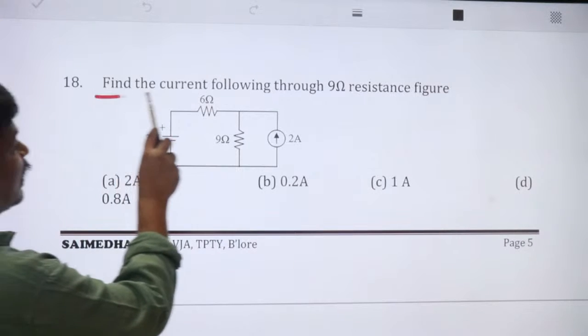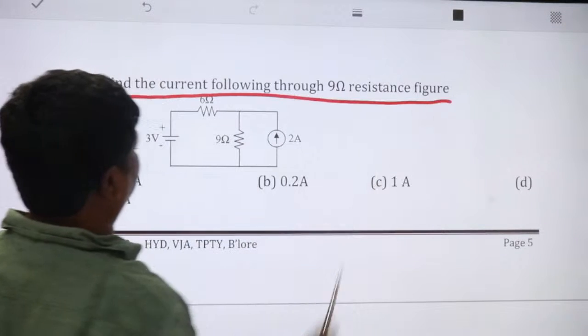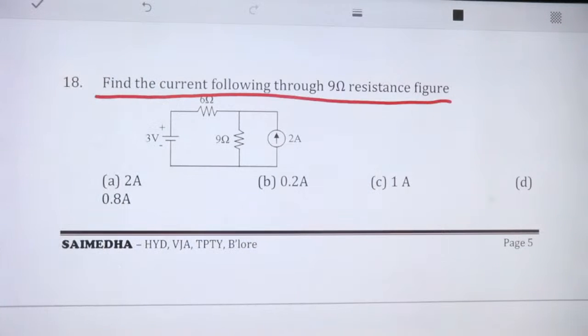Find the current flowing through the 9 ohm resistor. So what is the current that passes through the 9 ohm resistor? Tell me. You can apply the superposition theorem, or you can apply nodal analysis.